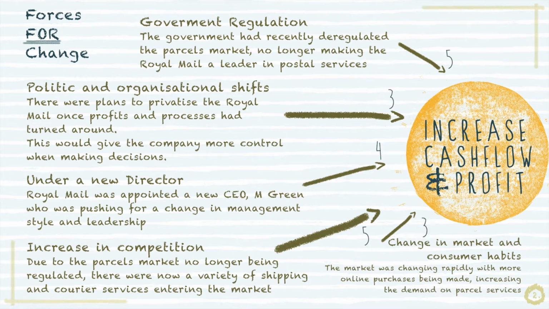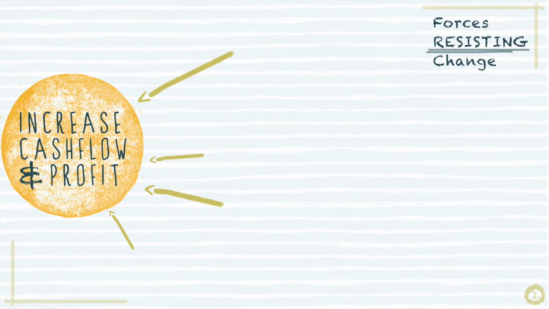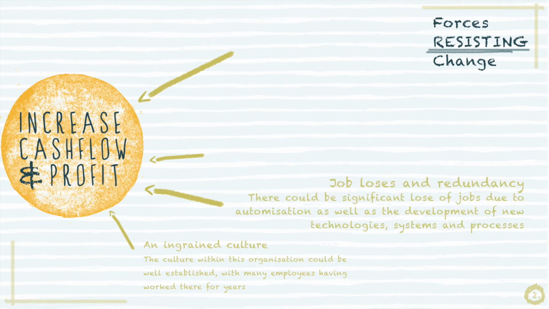Again, let's assign a score to allow comparison. Let's have a look at the forces resisting change, which are mostly internal. Within Royal Mail, there could be a well-established and ingrained culture because this company has been on the go for years and is well known within the UK. Some employees might find it difficult and want things to remain the norm. There could be a fear of job losses and redundancies.